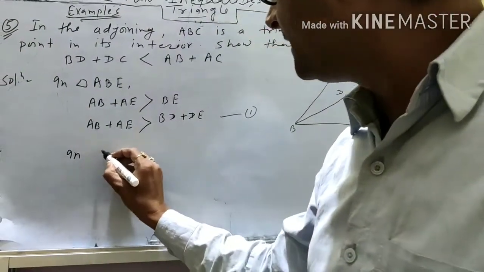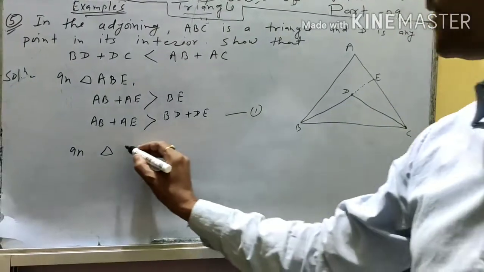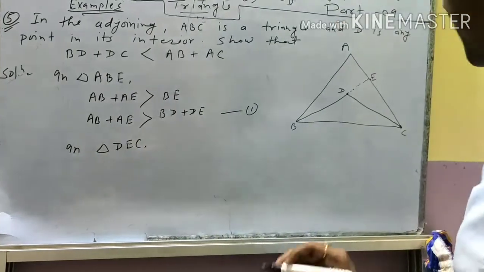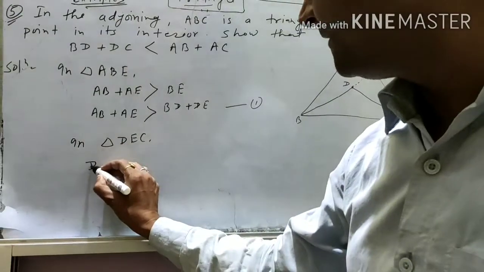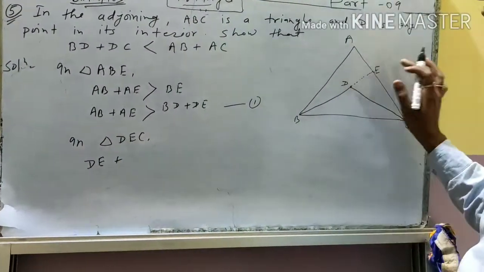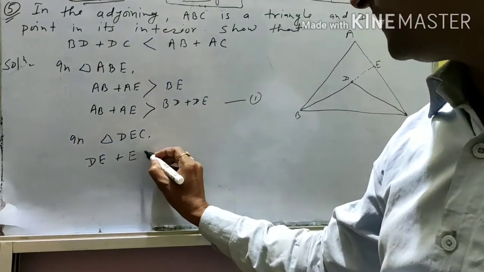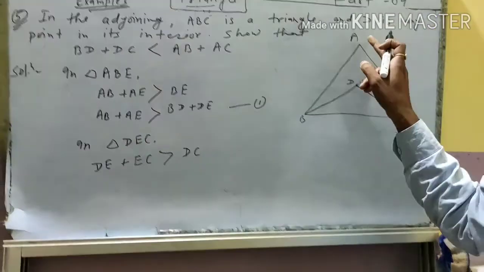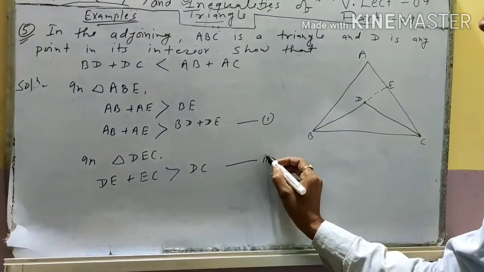Again, take another triangle, DEC. In triangle DEC. Okay. In triangle DEC. So we can write here DE plus EC is greater than DC, because DE plus EC is greater than DC. This is equation second.